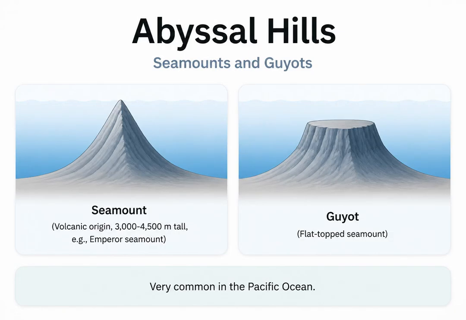Dotting the abyssal plains are abyssal hills, primarily in the form of seamounts and guyots. A seamount is a massive underwater mountain with a pointed summit, purely volcanic in origin. They can tower 3,000 to 4,500 meters tall without ever breaking the ocean surface. The Emperor Seamount chain near Hawaii is a perfect example. A guyot is simply a seamount that once reached the surface, had its top eroded flat by waves, and then sank back beneath the ocean. Both are incredibly common in the Pacific Ocean.